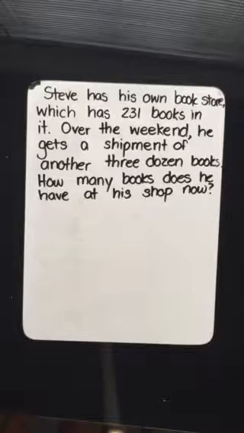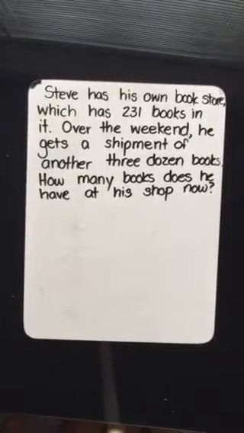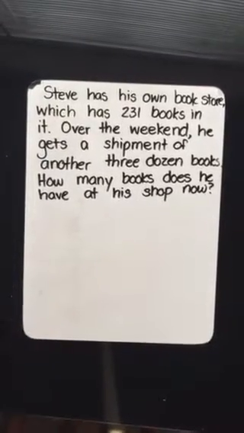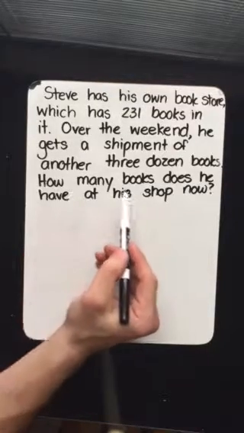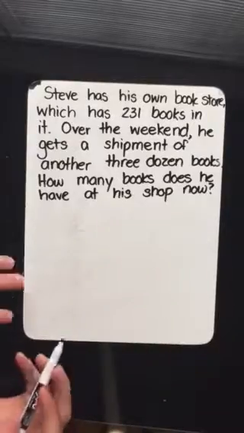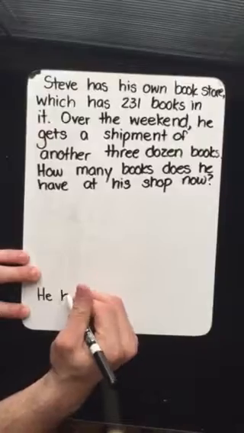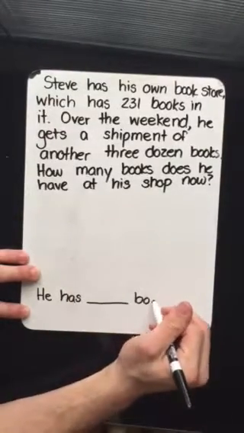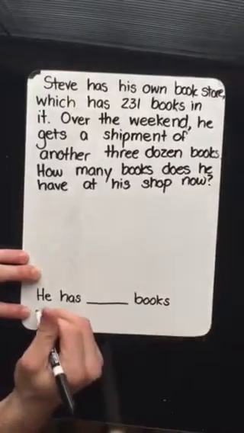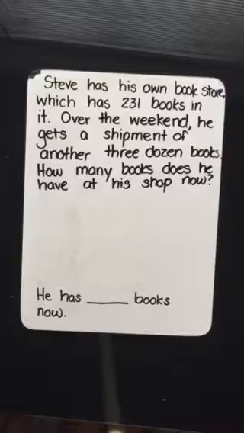Well, this is a bar model that is going to show addition because we're adding on to something we already have. So the first thing I tell my kids is to write the answer but with a blank where the number would be. So the question is, how many books does he have at his shop now? Well, my answer will be he has blank books now. Because I don't know how many books yet. I need to figure it out.